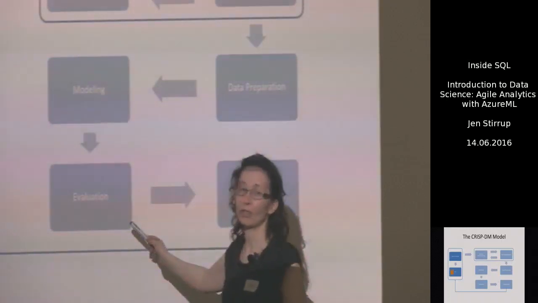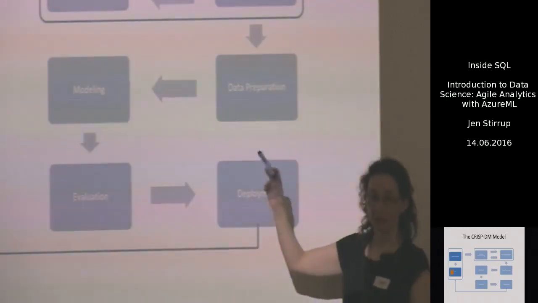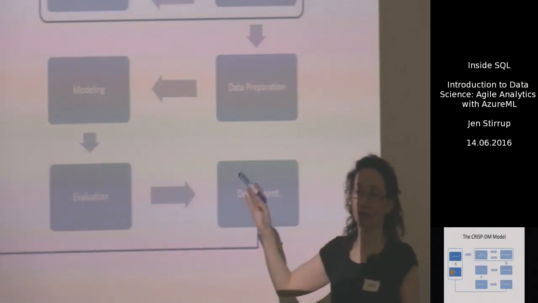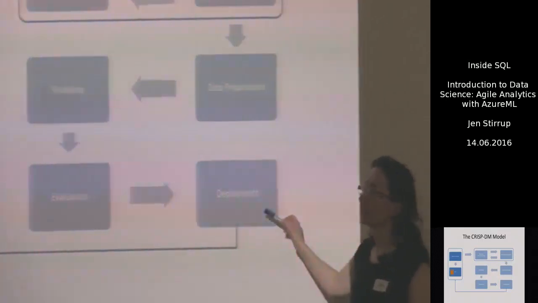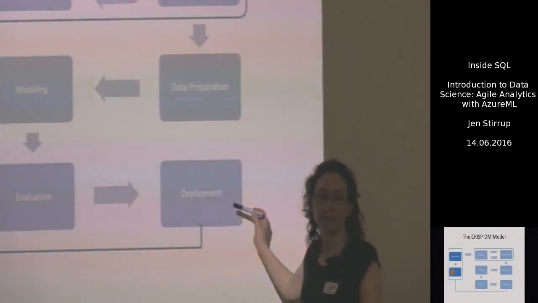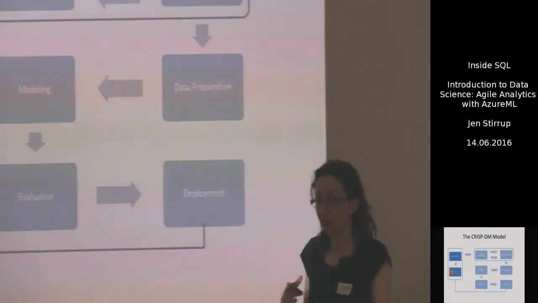Then we get methods to evaluate your model. How well is it performing against your business question? Because it might be performing terrifically well, but it might not be answering the business question that it was supposed to answer. And then deploying the model to production. Because eventually you want to put that model and deploy it in such a way that the organisation can actually use it effectively.